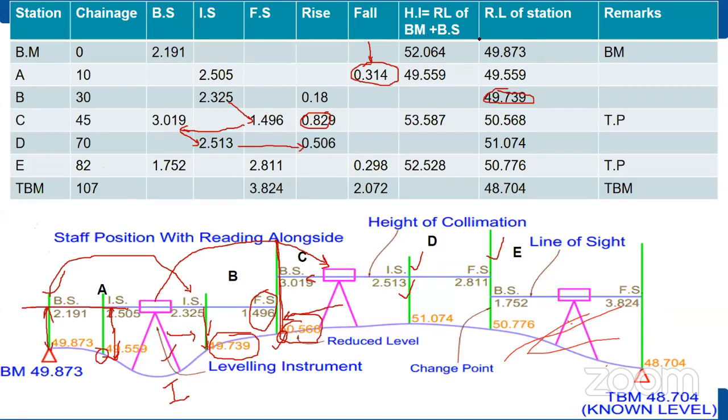So 52, this is the benchmark RL of the station, 49.873 minus 0.314. Then you get RL of the station. Okay, this RL 49.559 plus 0.18. Then you get this value, 49.739 plus 0.829. You get like this. Whatever method you adopt, the elevation should be the same, whether it's the height of the instrument or a rise and fall method. I have given two methods in the same slide.